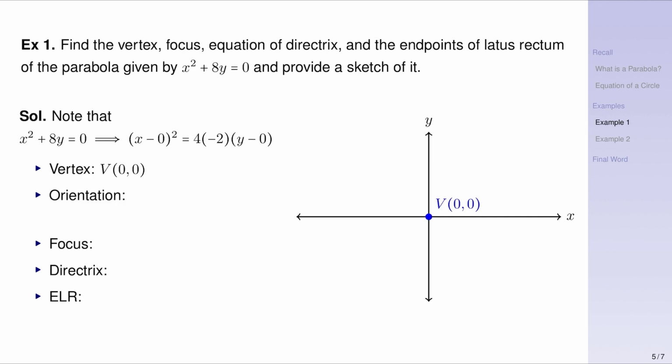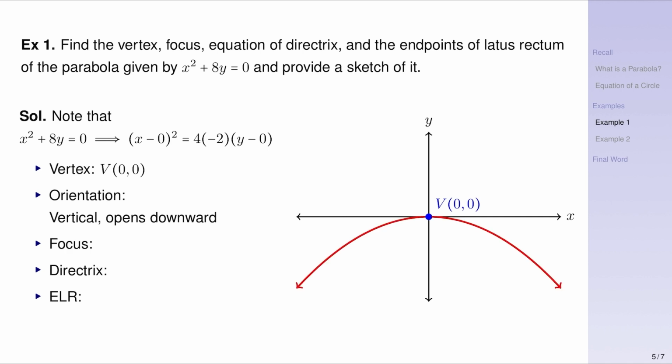Now for the orientation, since here the variable with a square is x, this means you kind of expect that the parabola must be oriented vertically. And the one that would determine whether it is oriented upward or downward is -2 out here. So again, since this one is negative, from earlier you have to expect that the parabola would be opening downward. So it is oriented vertically and opening downward. So it would look something like this one.